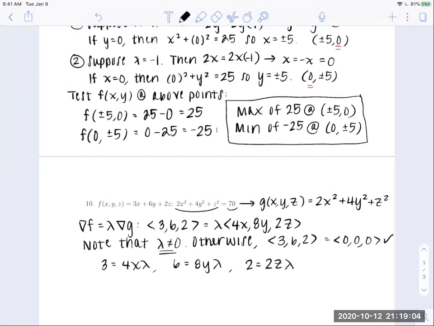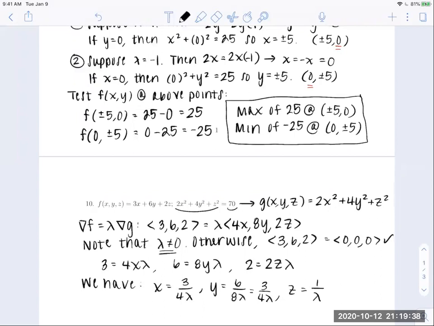So what I'm going to do in each of these situations is solve for the variables x, y, and z. Again, I already checked that lambda is non-zero, so I can divide. So x can be written as 3 over 4 lambda. Y can be written as 6 over 8 lambda, which is also 3 over 4 lambda. And z can be written as 1 over lambda.